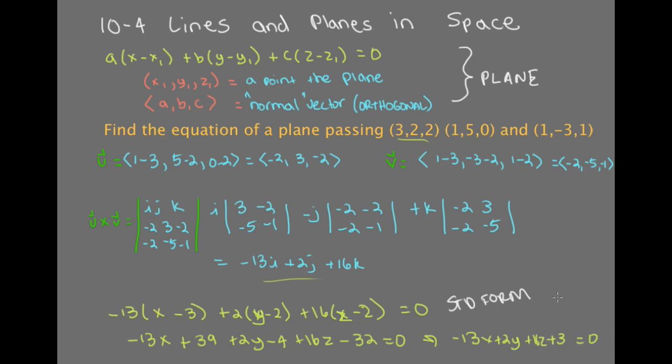We're not done yet, though. We always want to have the leading coefficient, in this case the coefficient of x, positive. So we're going to multiply or divide by negative 1, however you like to think about it. It's going to be 13x minus 2y minus 16z minus 3 is equal to 0, and that's going to be our final answer.